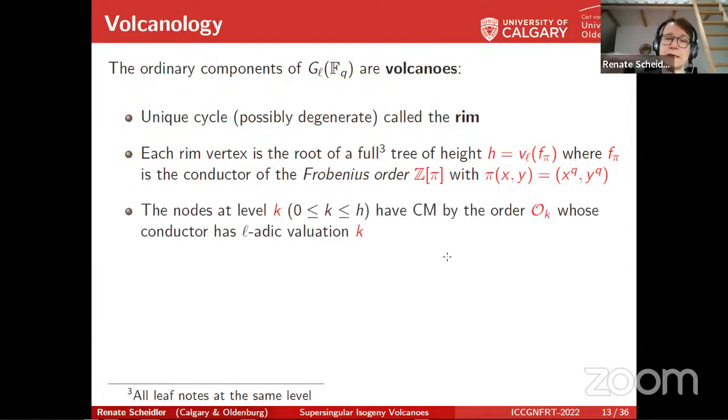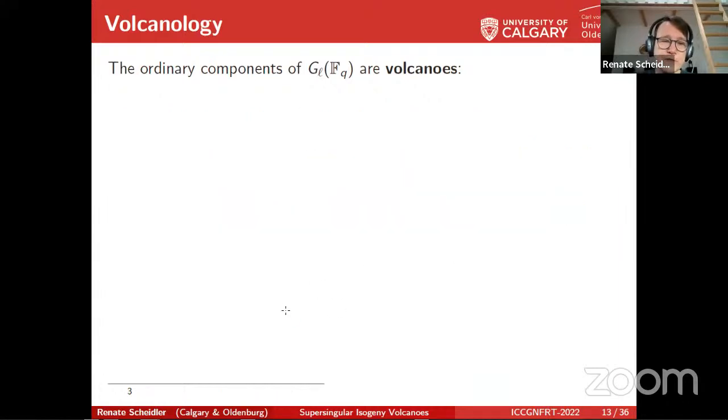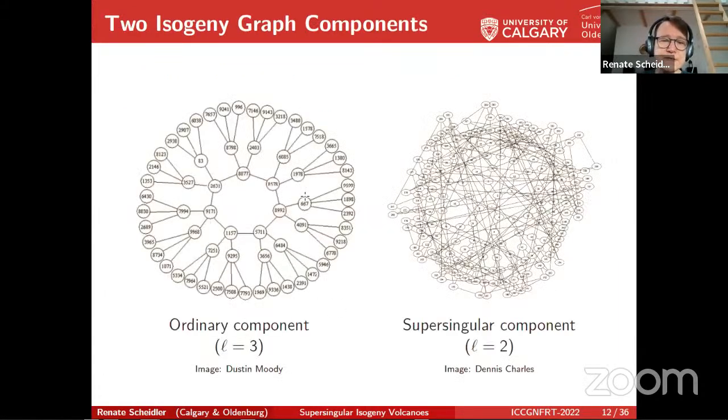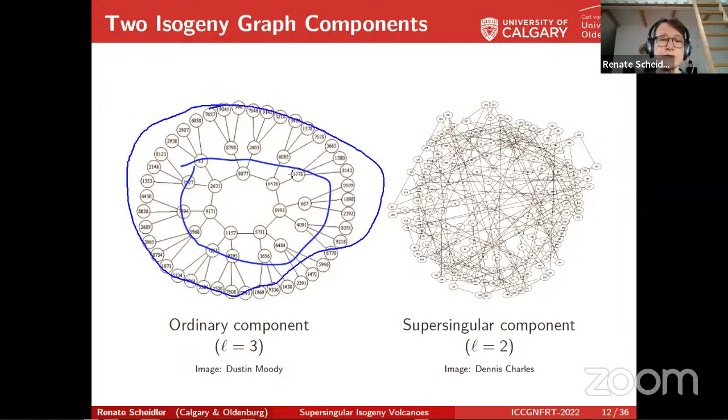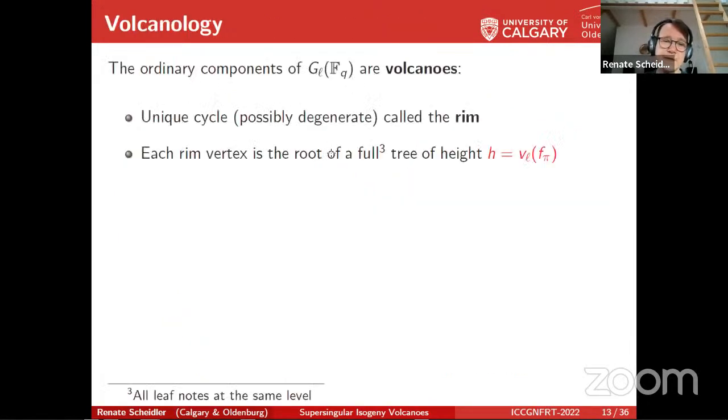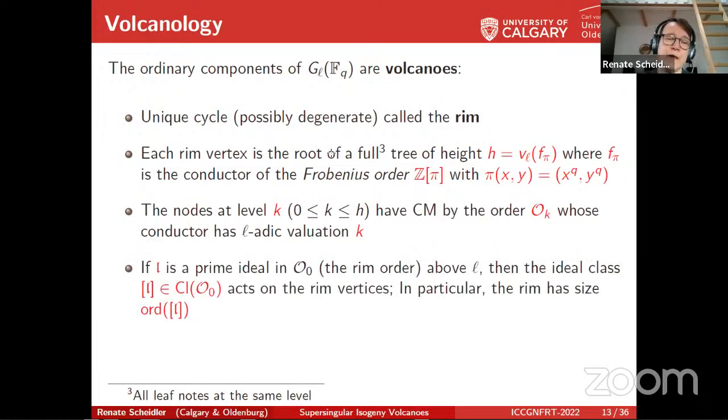And then the nodes at level k have complex multiplication by an order where the conductor is exactly divisible by L to the k. So again, let me go back to this picture for a second. Here, these are all orders where the conductor is not divisible by 3. The next level, the second level, is all orders where the conductor is divisible exactly by 3. And the outside here is all orders where the conductor is divisible exactly by 9. Okay? So very, very orderly.